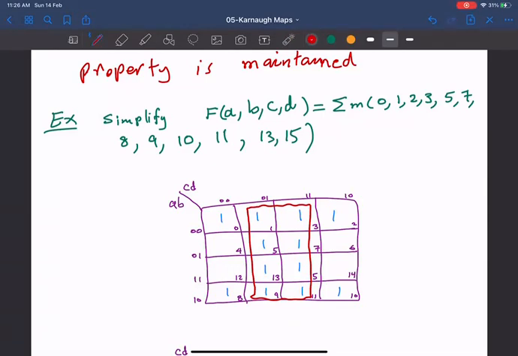The first row and the last row. Excellent. You guys are excellent, you didn't make any mistake here. So what is wrong with this solution here?